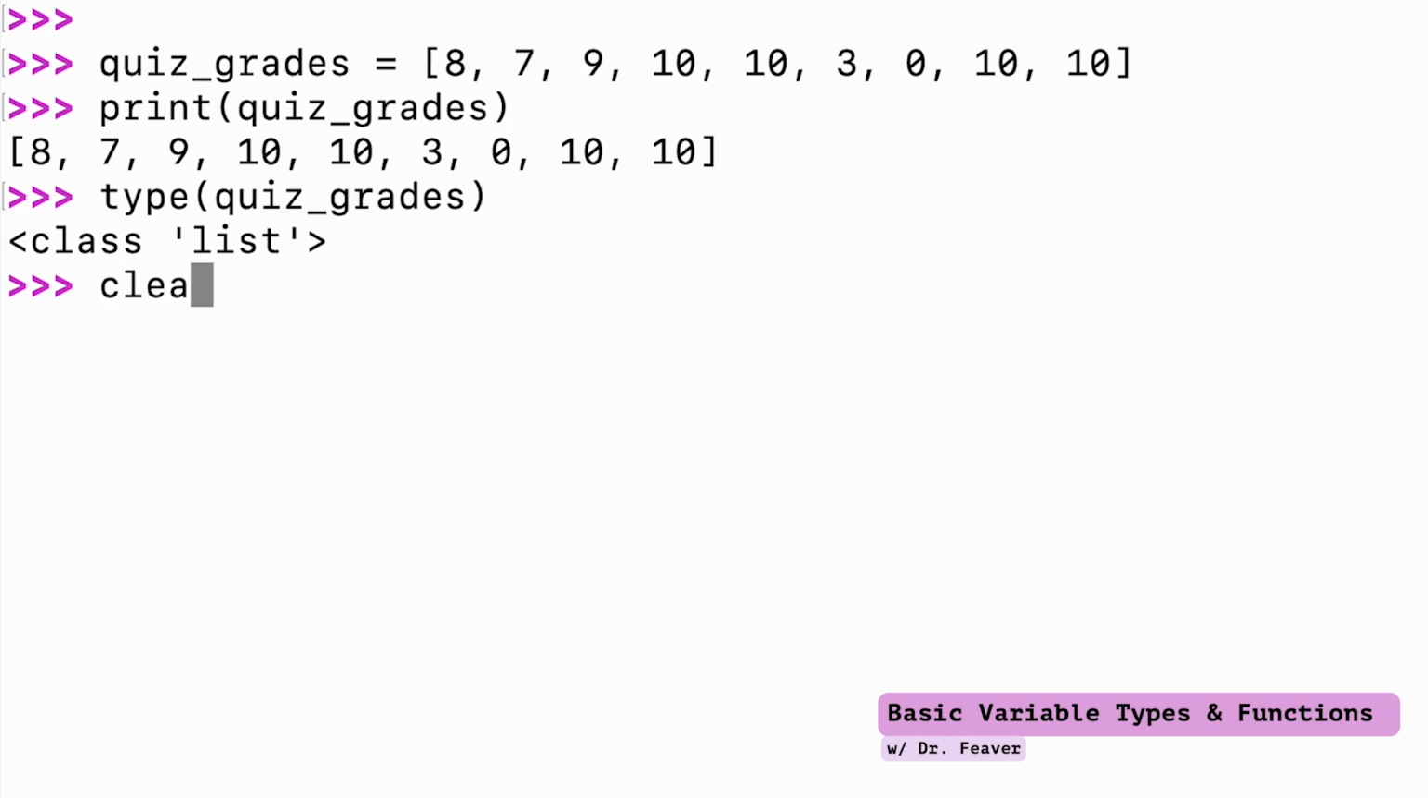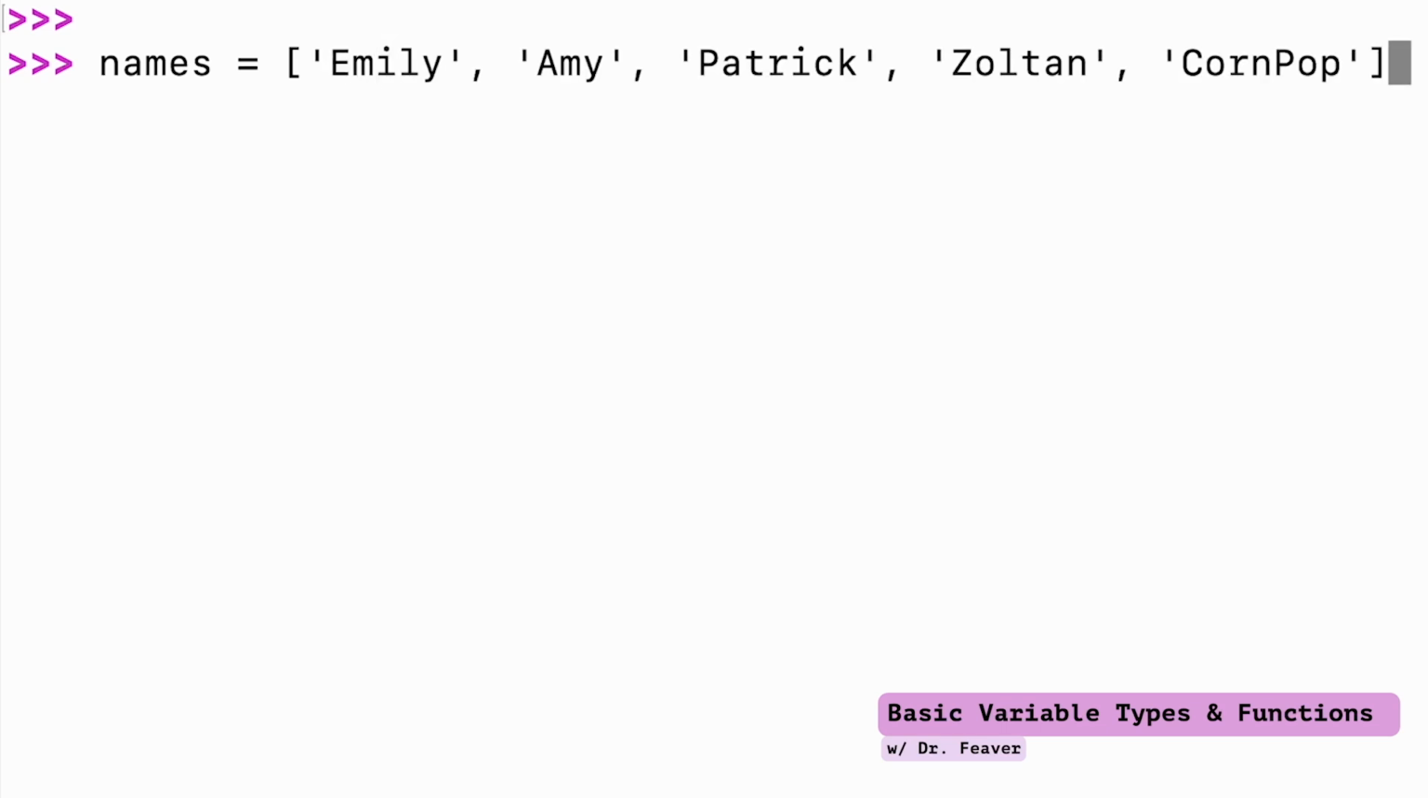Lists do not have to be used only for numbers. So I could have maybe names, and we have the names of a bunch of people. Names are strings, so we want to put them in quotes. So maybe these are people on my team. We have the names, again, stored in a list. We can tell it's a list because it has the square brackets at the beginning and the end.